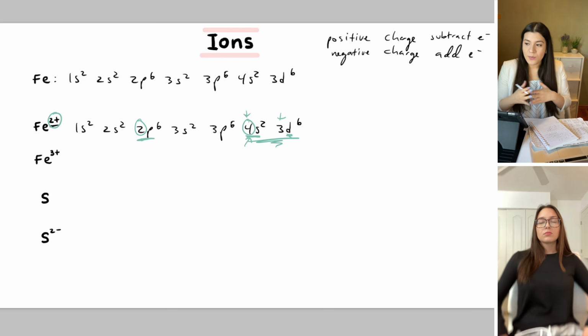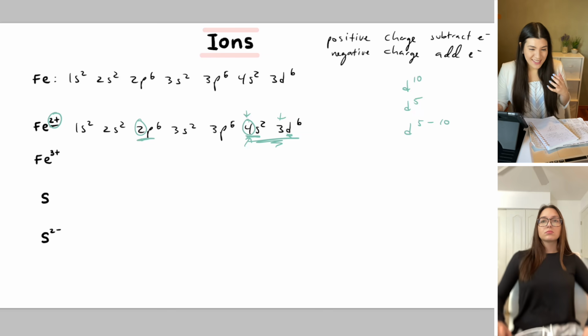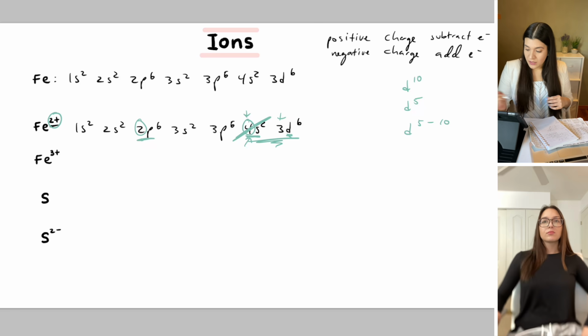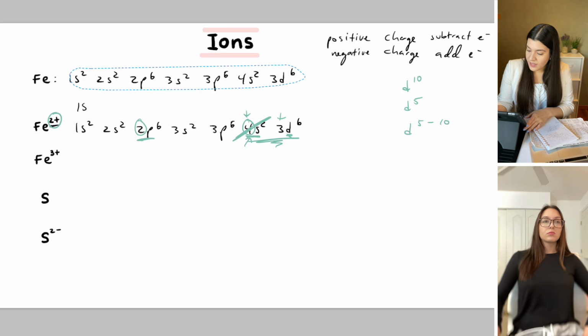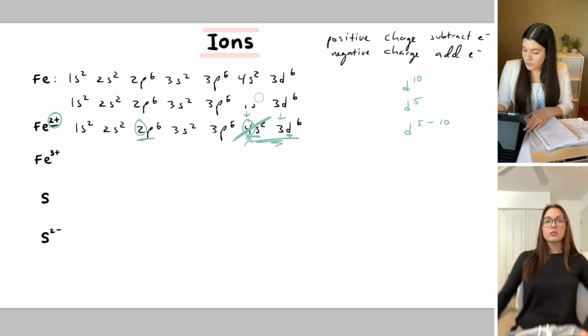So the d sublevel prefers to be at least half full. Remember, the maximum for d is 10 electrons, so half full would be 5. It prefers to be in the range between 5 and 10. Anything lower than that, and it's not stable. So that's why I would completely remove this portion, and our new electron configuration would be this whole thing just minus that 4s2. I would literally get rid of this.